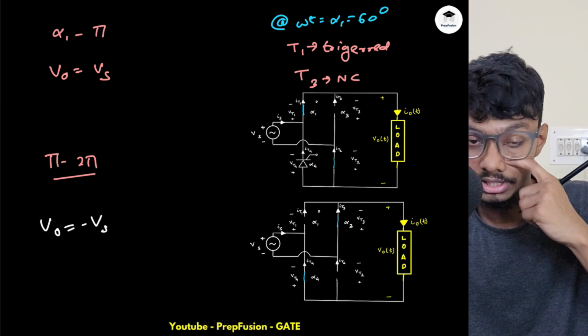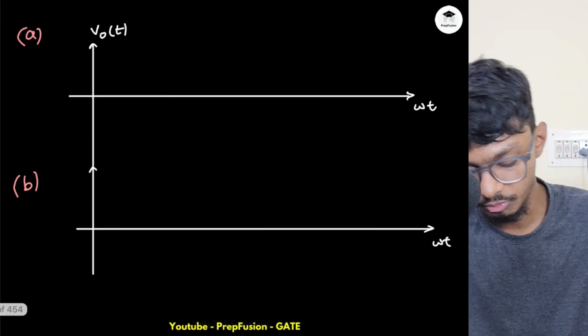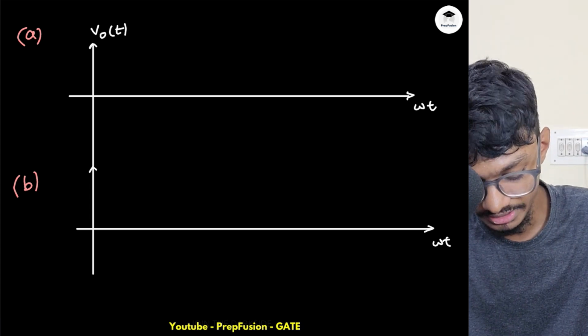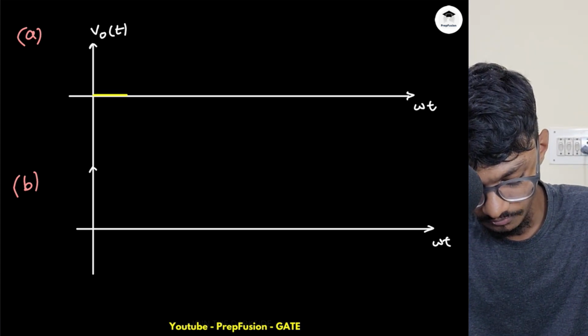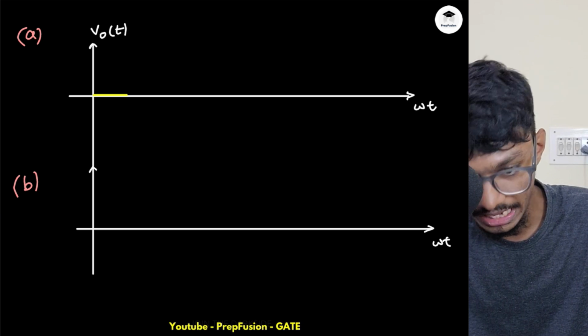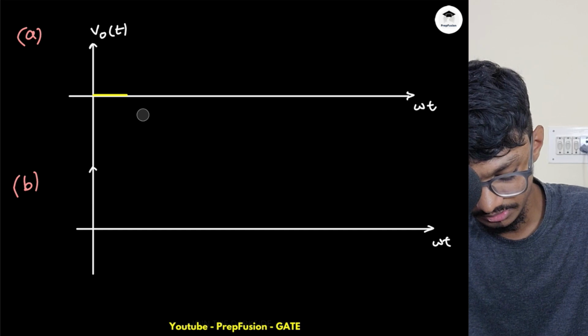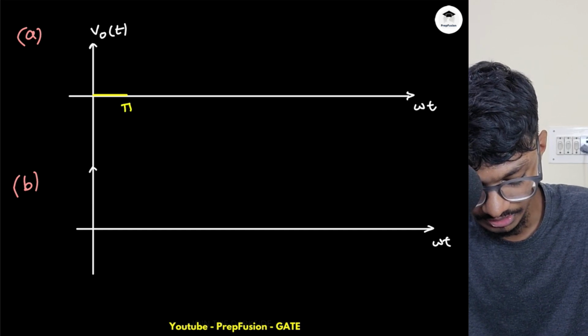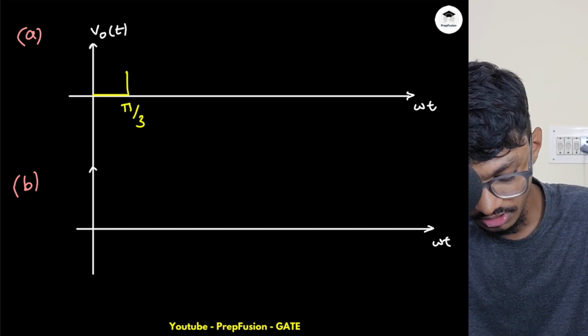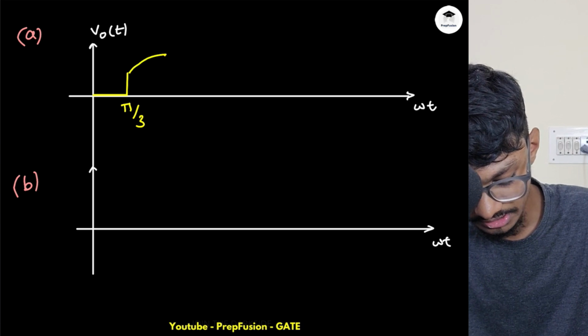They will be on. Okay, so how will your output voltage look? Your output voltage for this part A will be something like this. It will be 0 up until alpha 1, that is 60 degrees, or I can name this pi by 3. Then it will follow the input up until pi.